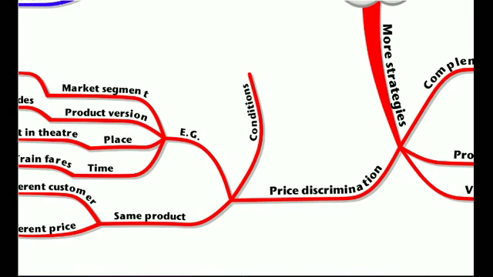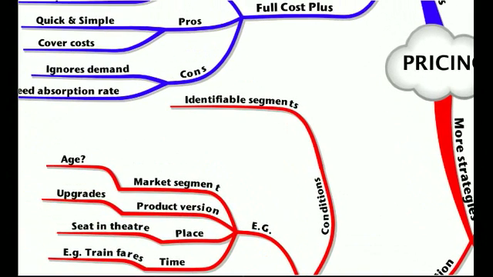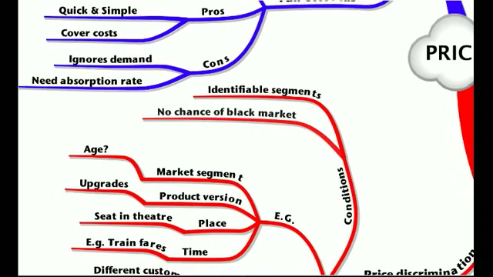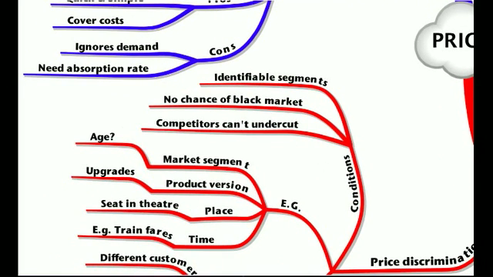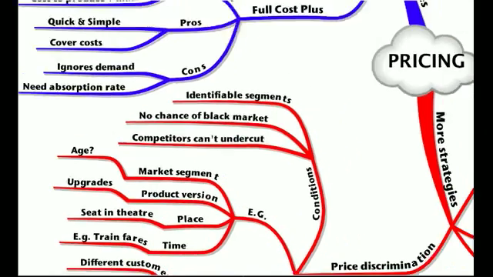Several conditions need to exist for this. You need to have identifiable segments, so you know where you're actually targeting your market. There needs to be no chance of a black market, or else people will buy the product and sell it on at a profit. The competitor shouldn't be able to undercut you, or else you'll actually lose market share.